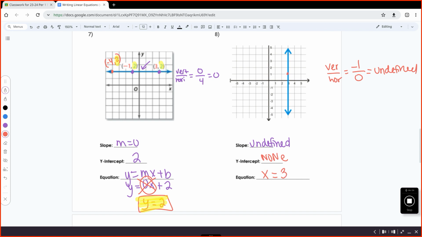So what we say for this graph is we say x is equal to 3, because you'll notice that this point is at 3, 1. This point is at 3, 3. This point is at 3, 2. You'll notice that this point is at 3, -2. All of your x values are at 3. So that's why we say x equals 3. We can't put this in y equals mx plus b form because there is no slope and there is no y-intercept.